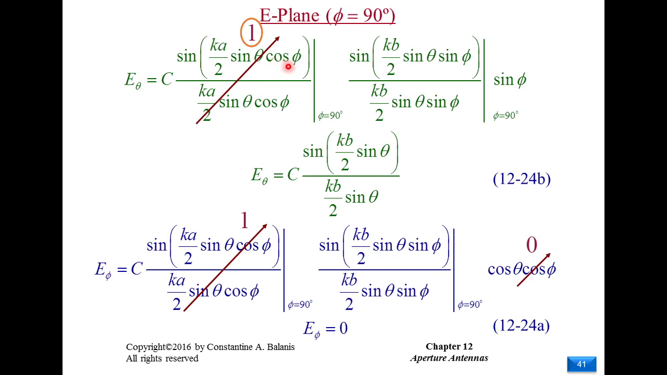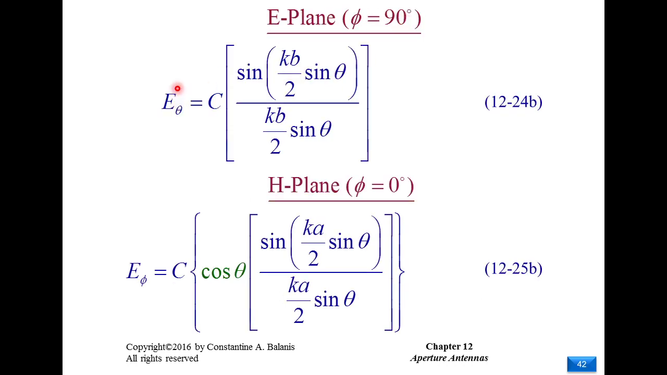Because phi equal 90, cosine phi equals 0, so think of 0 over 0. We need to differentiate both the numerator and denominator. We'll find that this sinc function will give us 1, as we all know. It's big when the angle here equals 0. So this will give us 1, and E theta will have this expression. While for E phi, because we have cosine phi here, with phi equal 90, all the E phi component will vanish, and we just have E theta. So this is the definition of the E-plane.